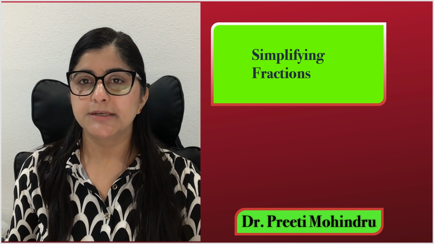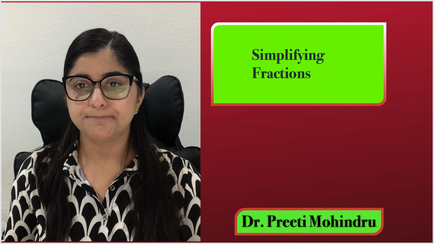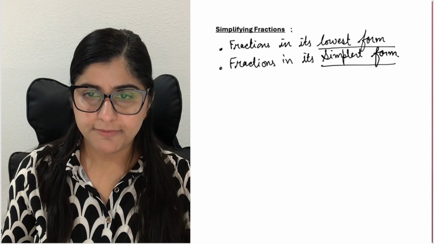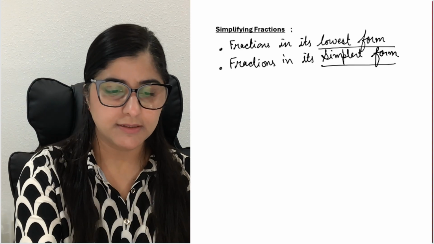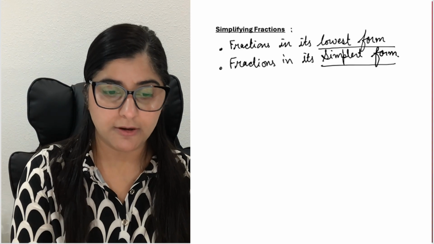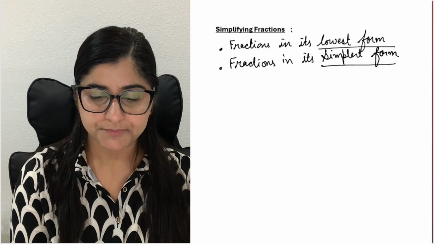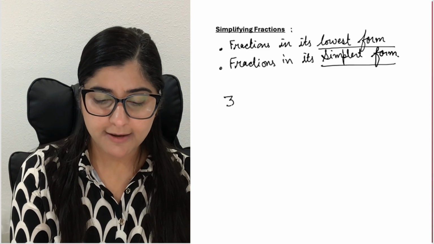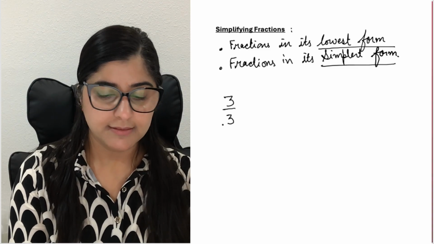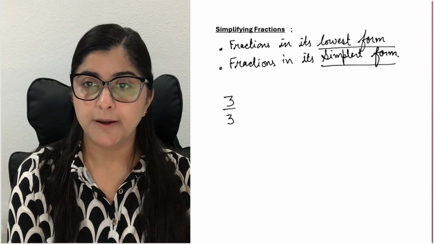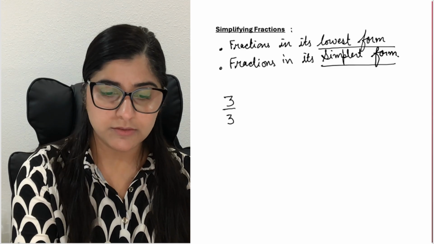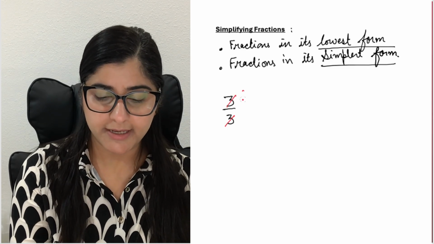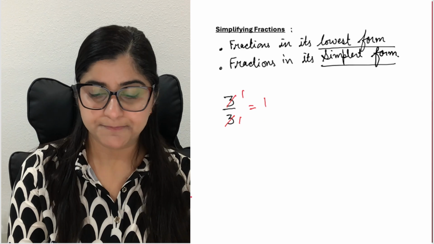Now we are going to learn about simplifying fractions. Simplifying fractions means writing a fraction in the lowest form or the smallest form, using the smaller numbers. Whenever we have the same number in the numerator and denominator, we can always cancel them and write 1, and the answer is 1.